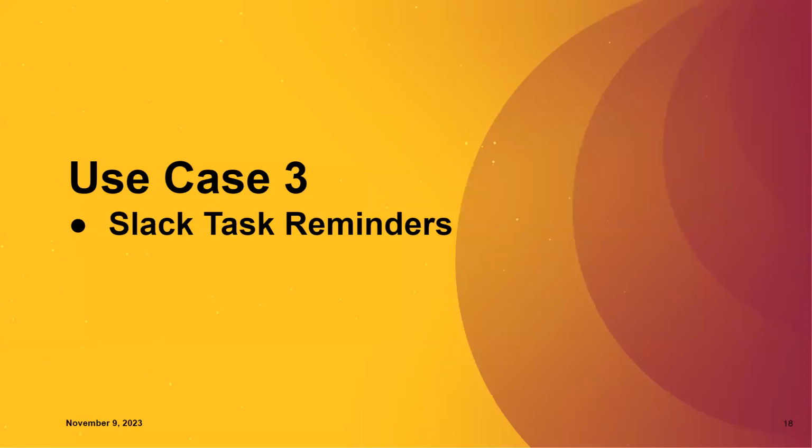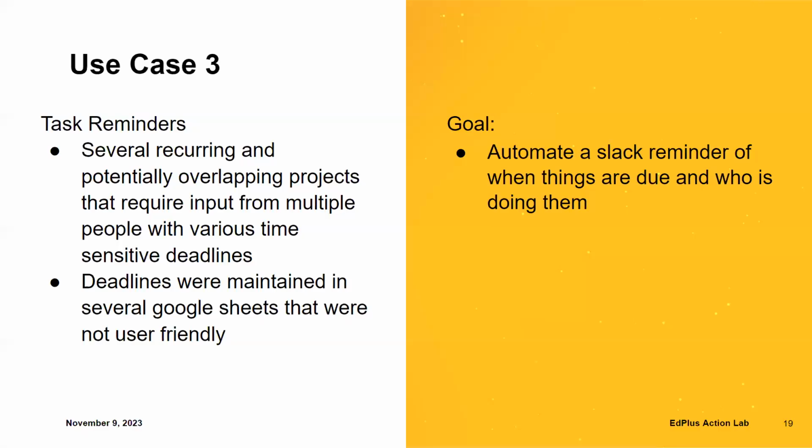All right, use case 3 is that we have Slack task reminders. I'm a big fan of Slack and being able to use it to our advantage. So, are you controlling it? Yeah. There we go. Thank you. So we have task reminders.